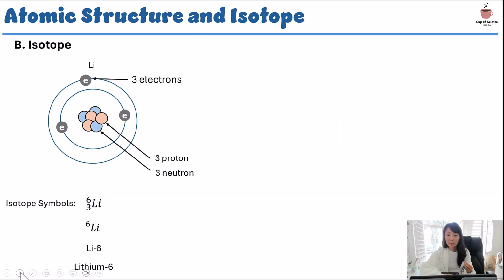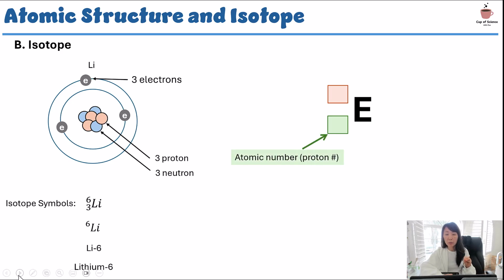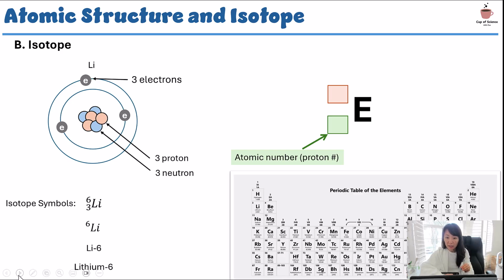In summary, if we look at any element, it doesn't matter what element it is, in the bottom left corner, the subscript will have the number of protons present. Where is the number of protons? You could find it from the periodic table, and that is represented in these corners over here, okay?